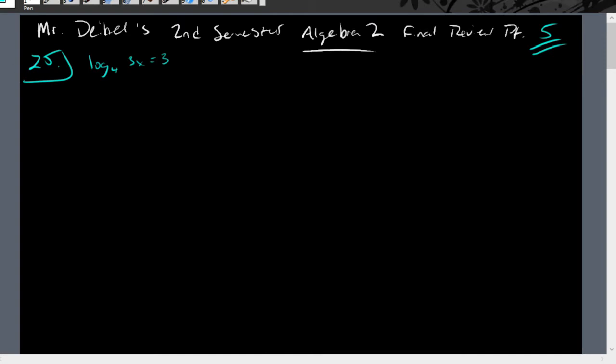So we've got x within a log, and what we need to do is get it out of the log to where it just says x equals something, right? So what we want to do is convert. You want to make the log go away, and you do that by converting to an exponential function, based on this relationship between logarithmic functions and exponential functions. They're like inverses of each other.